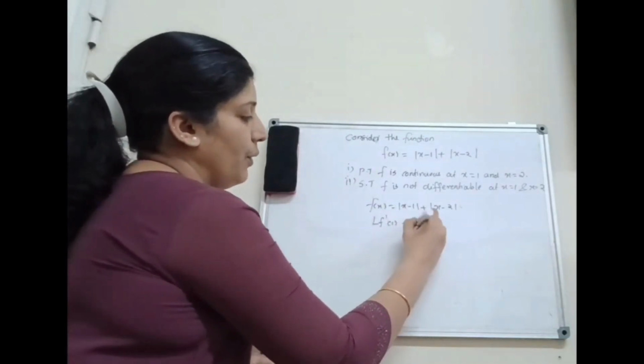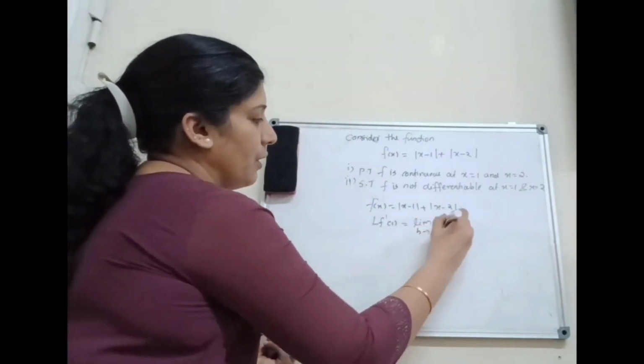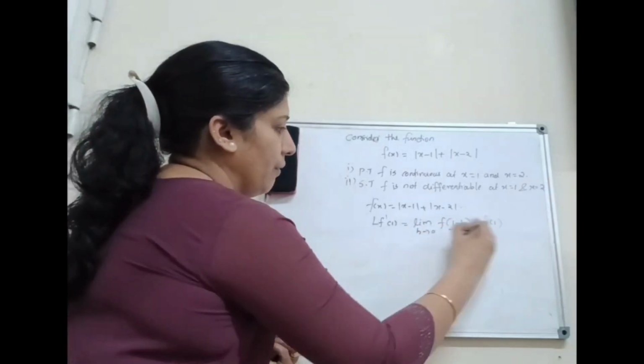That is L f dash 1 equal to limit h tends to 0, f of 1 minus h minus f of 1 divided by minus h.